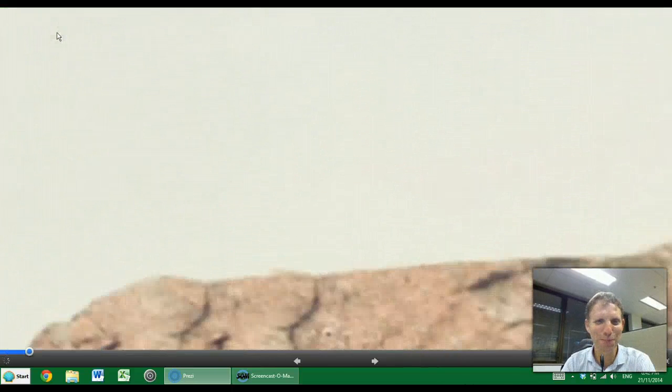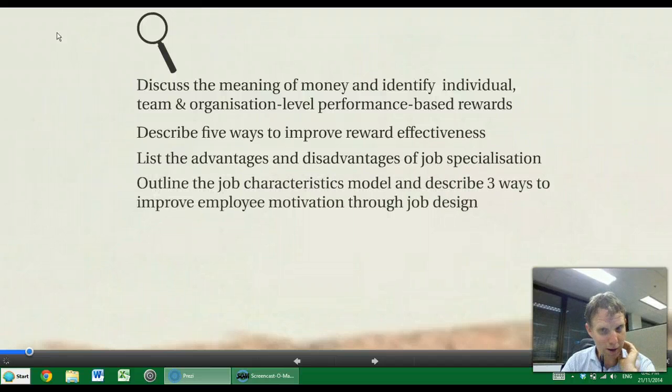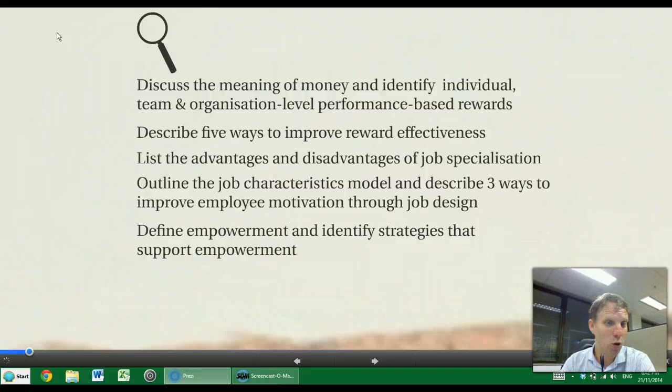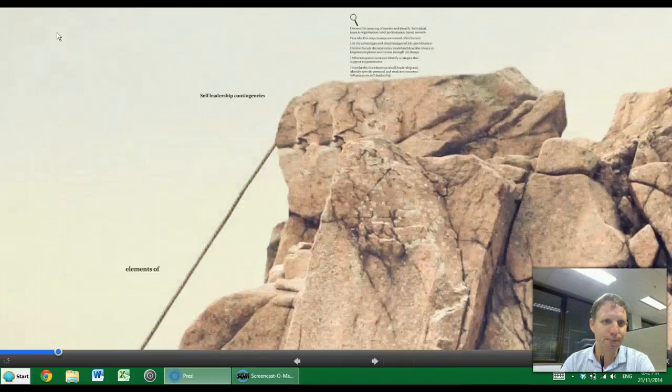Anyway, moving on. Okay, we're going to be covering the meaning of money. It's going to be fun. Five ways you can improve reward effectiveness. Talk about job specialisation, the job characteristics model, which is quite a practical and good quality model that does have some real predictive powers. Talk about empowerment and talk about self-leadership.